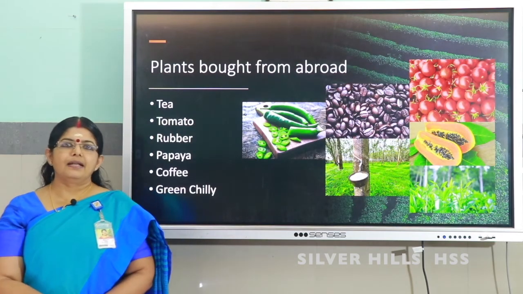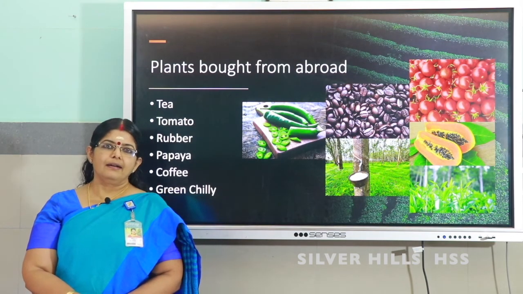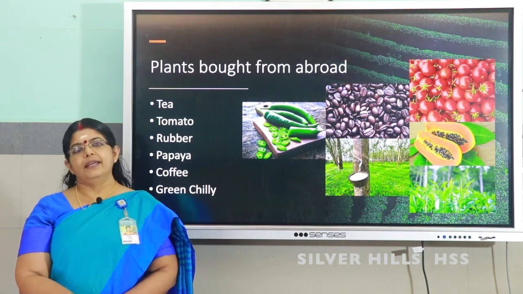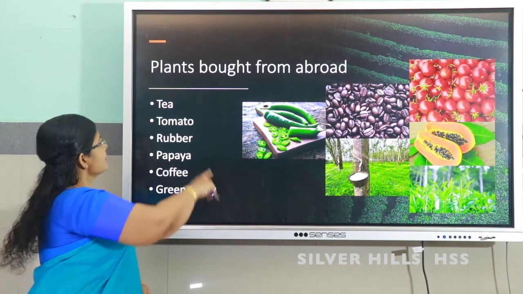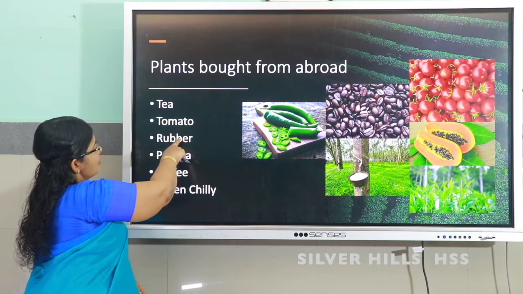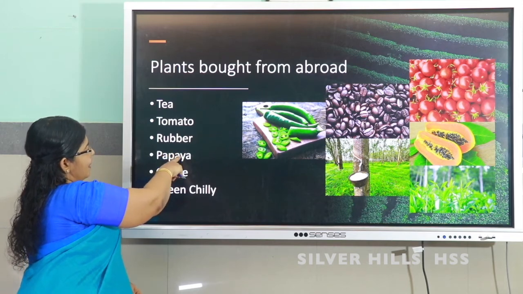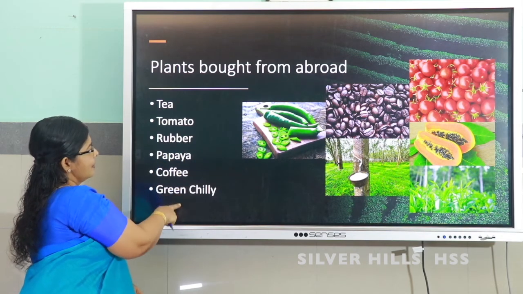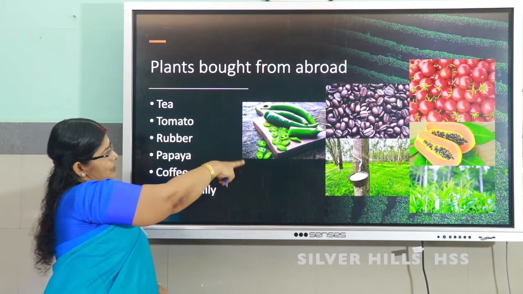There are certain plants which are brought from abroad and cultivated in our own place. For example: tea, tomato, rubber, papaya, coffee, green chilli. You can see the pictures here.